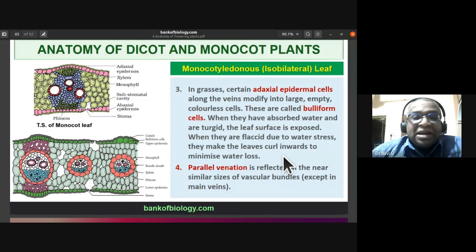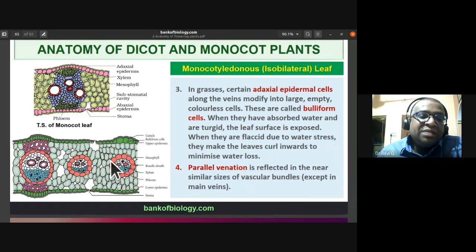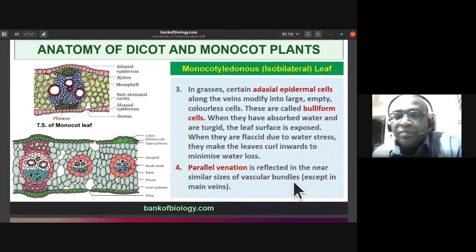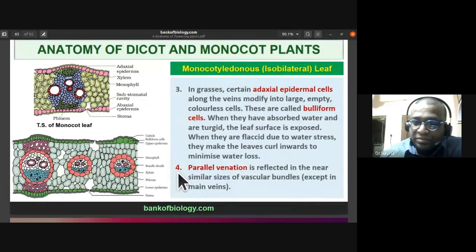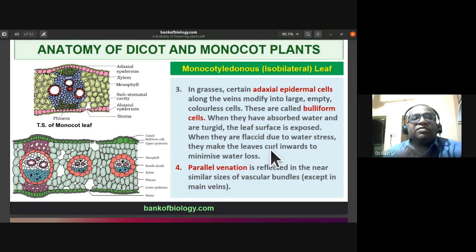So parallel venation is noticed in them and is reflected in the similar sizes of vascular bundles, except in main veins. Okay, so parallel venation you can notice here, and the size of the vascular bundle is based on the size of the vein. That is what you have to remember about it.